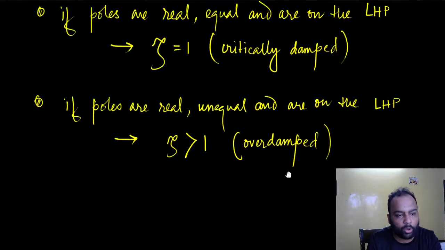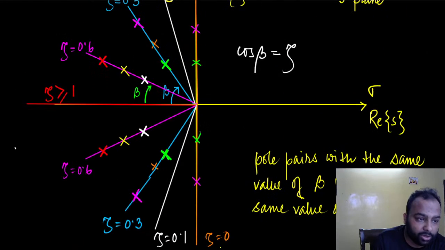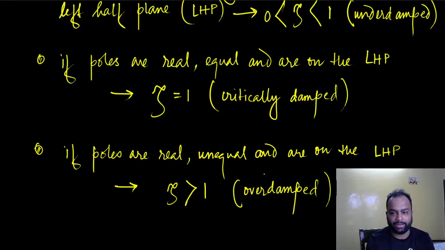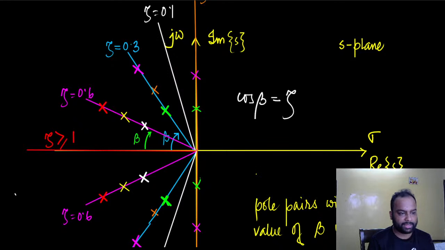So these are all the possible dampings that you could have. You can have negative damping, and negative damping would denote unstable systems, so we are not going to discuss that. Just keep these in mind. Any questions you have, ask right now.